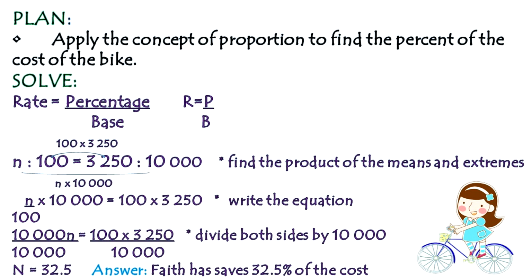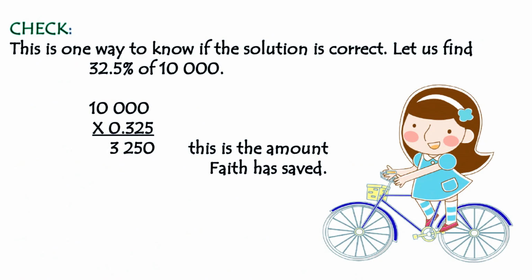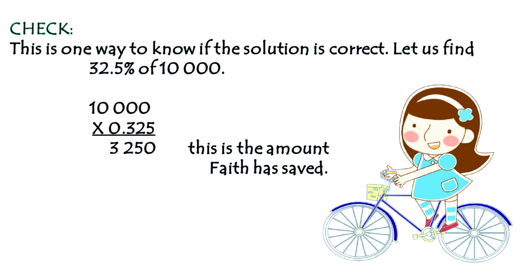Then the last step is to check. This is one way to know if the solution is correct. Let us find 32.5% of 10,000, which is 3,250. This is the amount Faith has saved. So our answer is correct.